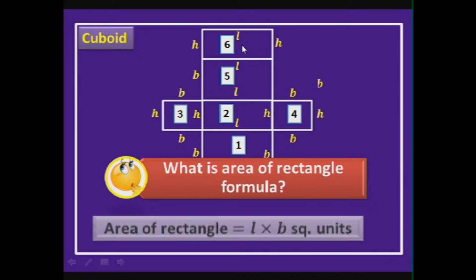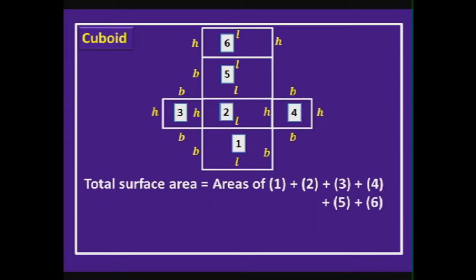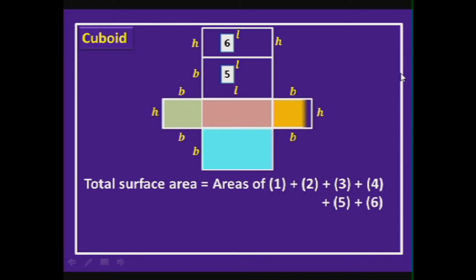But do you know children what the area of a rectangle formula is? Yes, you are absolutely right. Area of a rectangle is given by L into B square units, where L is the length and B is the breadth. Got it children? Now, the total surface area of this cuboid is obtained by adding all these areas. That means I am going to add area of rectangle 1 plus area of rectangle 2 plus area of rectangle 3, area of rectangle 4 plus area of rectangle 5 and finally area of rectangle 6. If I add all these areas, then I get the total surface area of the cuboid.